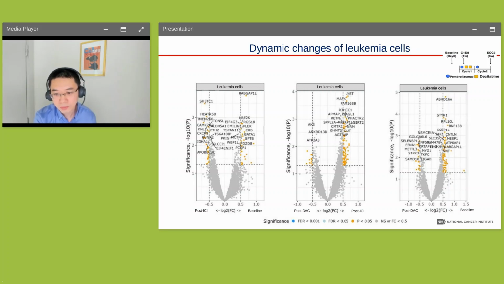And the middle figure is comparing the effect from decitabine versus the effect from pembrolizumab. And on the right side, you can directly compare the baseline, which is on the right side, versus the leukemia cells after the combination therapy, which is on the left side.